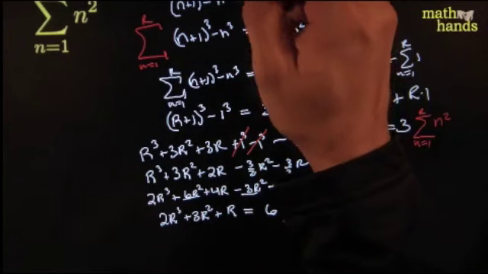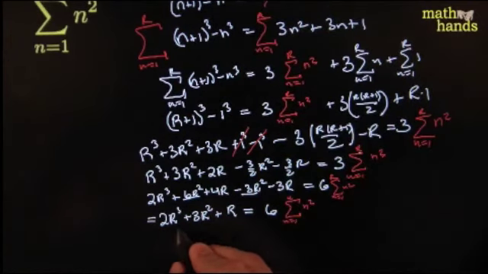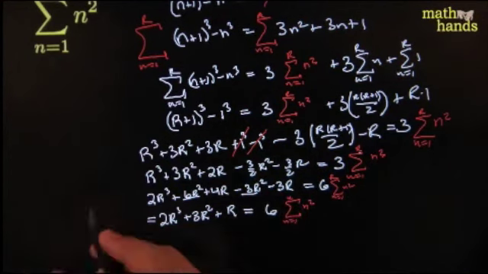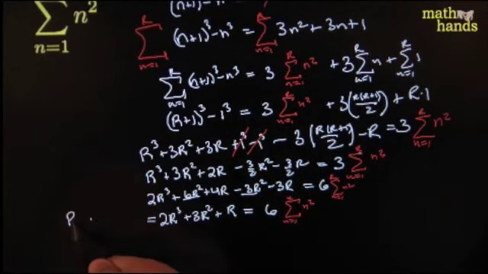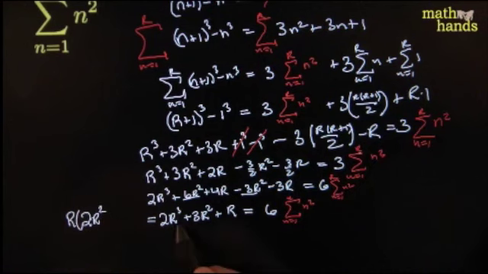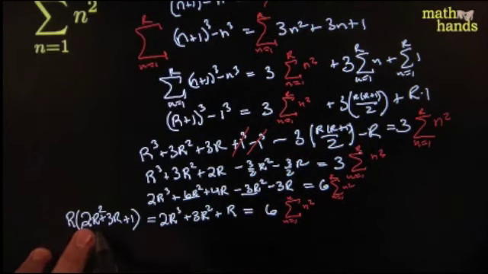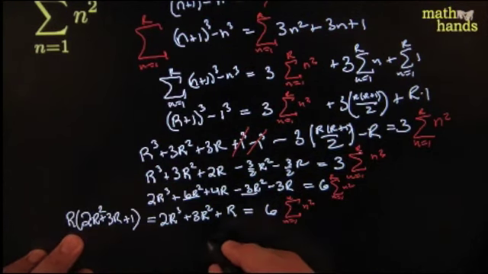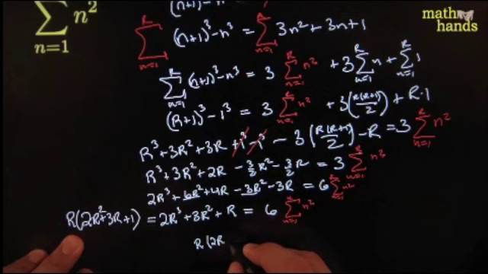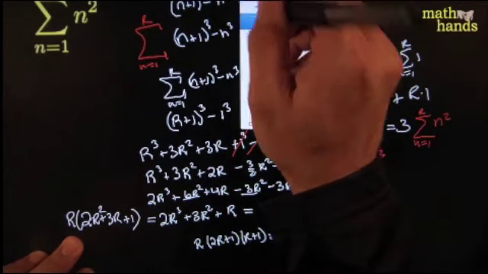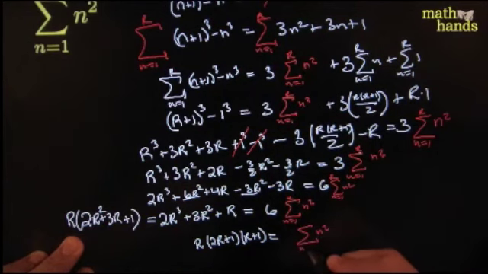But wait, there's more. You knew that was coming, huh? This one I could still clean up a little bit more. You don't have to do this cleanup, but it's customary to do it. You could factor out the r. And that would leave 2r squared plus 3r plus 1. Is that right? To factor out the r, that's r times the quantity 2r squared plus 3r plus 1. But wait, this one you could factor some more. You could factor it as r times 2r plus 1 times r plus 1. And that's equal to 6 times my wanted one, n squared as n goes from 1 to r.